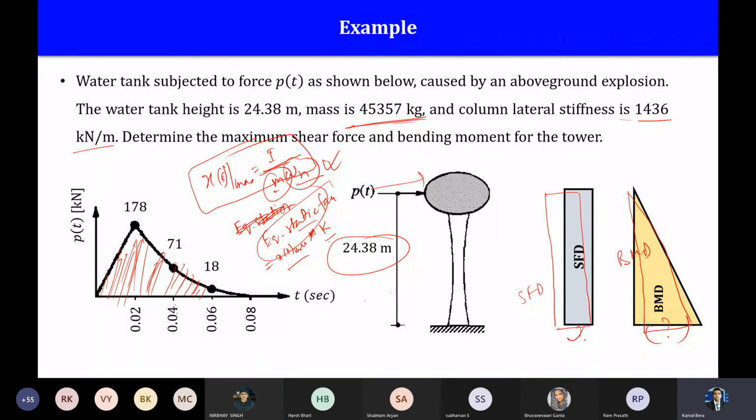X naught, x_t max, right? Yes. Okay. Sir, I'm getting the shear force as 28.72 kilonewtons. Okay, maybe some numerical calculation problem. I'm getting 30.01. I got 30.05. Let's see how much here. 30.04. What about the bending moment?